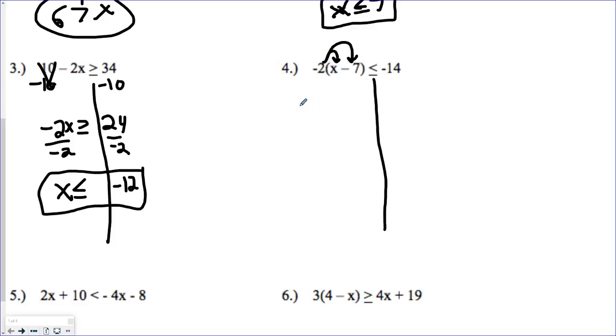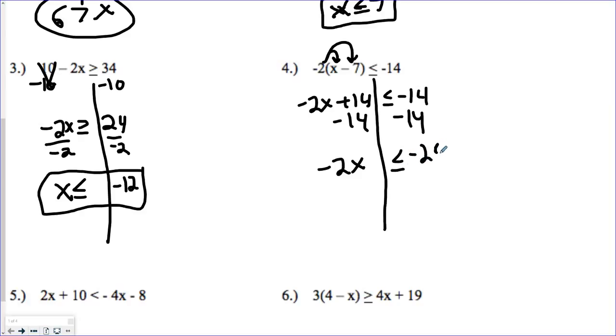So negative 2 times x is negative 2x. Negative 2 times minus 7 is plus 14. 2 times 7 is 14, and then the two negatives cancel out. That's going to be less than or equal to negative 14. So now I solve it like normal. Subtract 14 from both sides. I get negative 2x is less than or equal to negative 28.